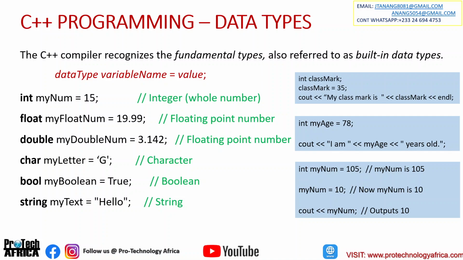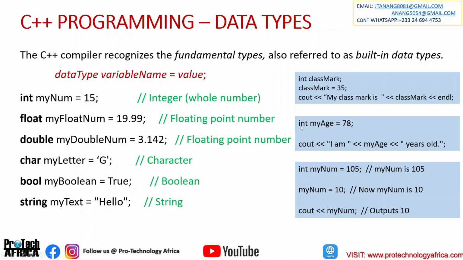Okay, so we have the int myClassMark, and then we have the initialization: class mark is equal to 35. So let's look at the output. The output says cout my class mark is, classMark. So when we run this program and compile it, it will display "my class mark is", and then the value within the data type we have declared would be displayed. So the answer that would come here is my class mark is 35. Okay, so that explains that.